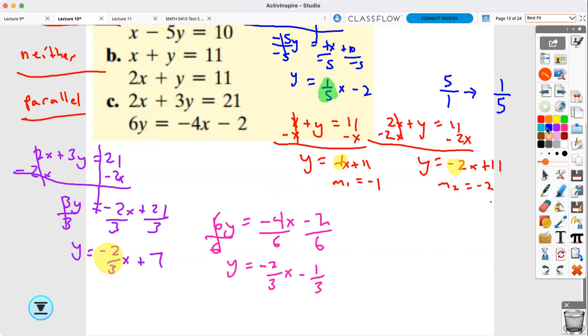Now what's my M for the pink one? Negative 2/3. Correct again. Now look at the slopes. Are they the same? Are they the opposite reciprocal? Are they different? They're the same. So therefore, since they're the same, we can say they are parallel. That is correct. Good job.